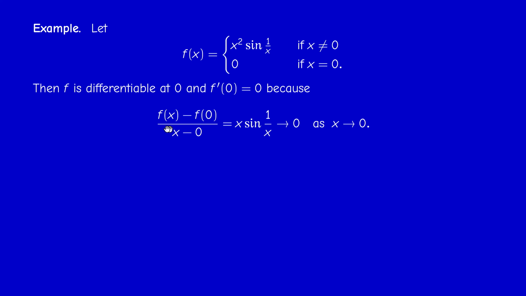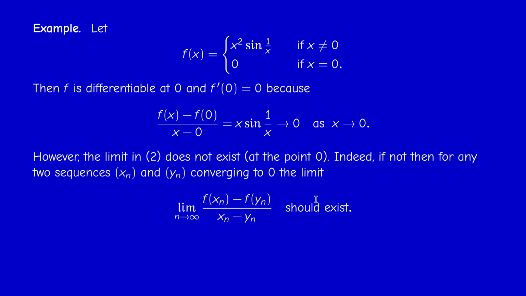But at 0, actually, if I write Newton's ratio, f of x minus f of 0 over x minus 0, I simplify by x, of course, if x is different from 0. And I get x sine 1 over x. And since sine is bounded, it's between minus 1 and 1, as x tends to 0, the product tends to 0. So this means that f is differentiable at 0 and its derivative at 0 is 0. Okay, so the limit in 1 exists for a equal 0. However, the limit in 2 does not exist.